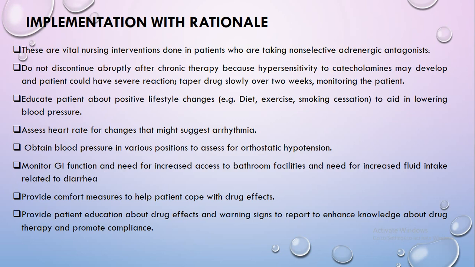Educate the patient about positive lifestyle changes, diet, exercise, and smoking cessation, to aid in lowering the blood pressure. Assess the heart rate for changes that might suggest arrhythmia. Obtain the blood pressure in various positions to assess for orthostatic hypotension. You should also monitor gastrointestinal function and the need for increased access to bathroom facilities, and the need for increased fluid intake related to diarrhea.